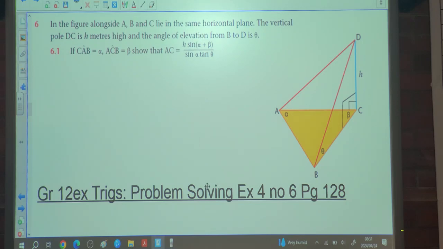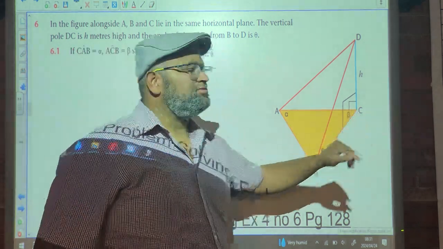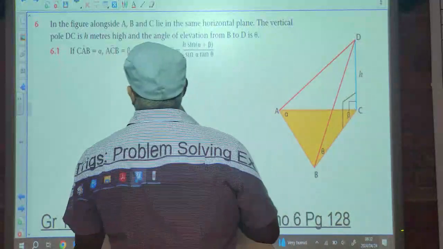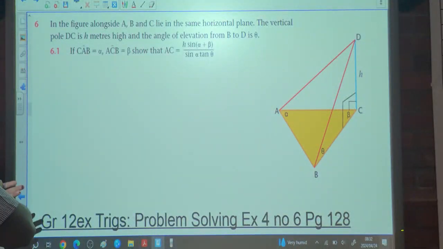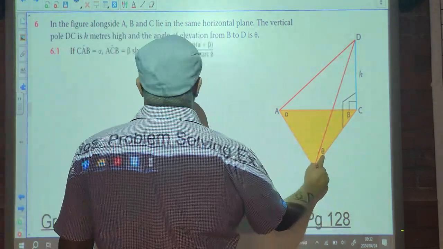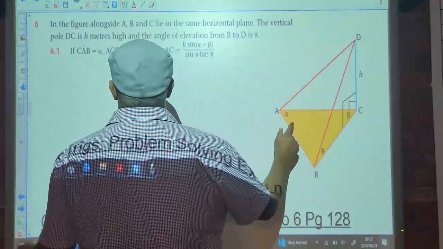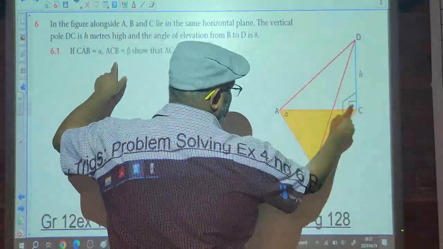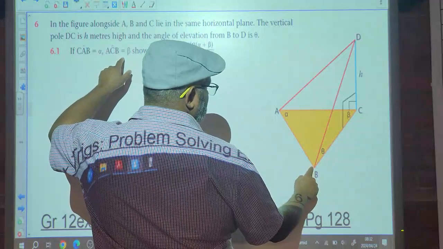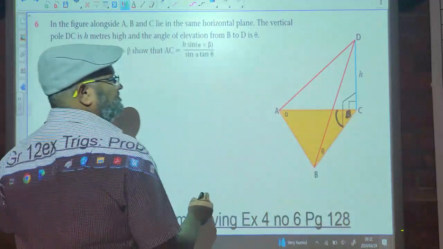Right. We are told that in this figure alongside ABC lies in the same horizontal plane, assuming that's the canal. Then we are told that the vertical pole DC, this is vertical, so it stands 90 degrees to the horizontal, is h meters high, and the angle of elevation from B to D is theta. If CAB is alpha, ACB is beta. So that angle there is your beta angle. Okay?